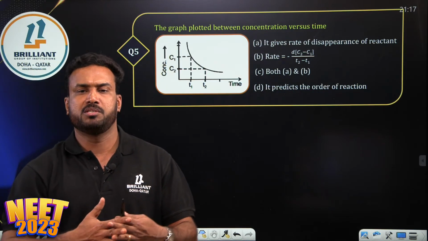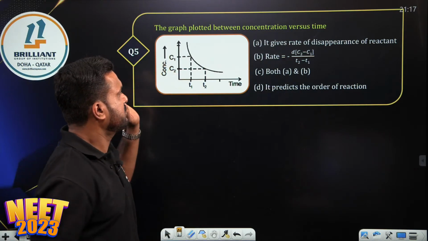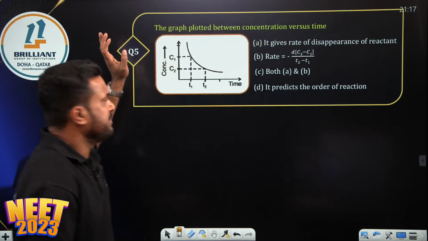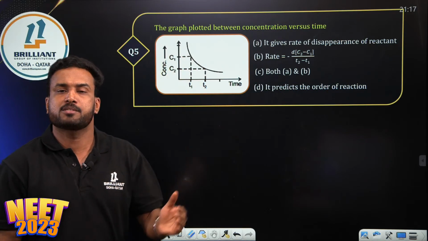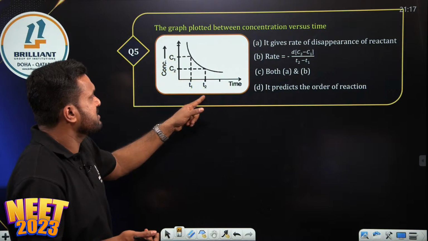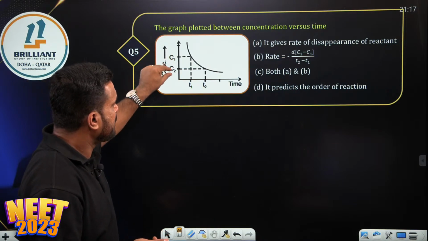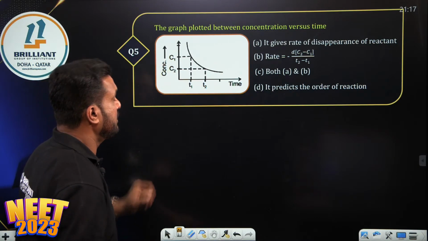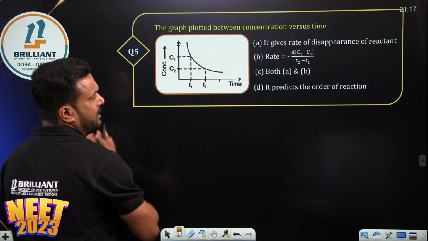Question number 5. A graph based question, but it's direct. The graph is plotted between concentration versus time, which gives the rate of reaction. Concentration versus time, C1 and C2: initial concentration C1 and final concentration C2 are given, and initial time T1 and final time T2 are given.